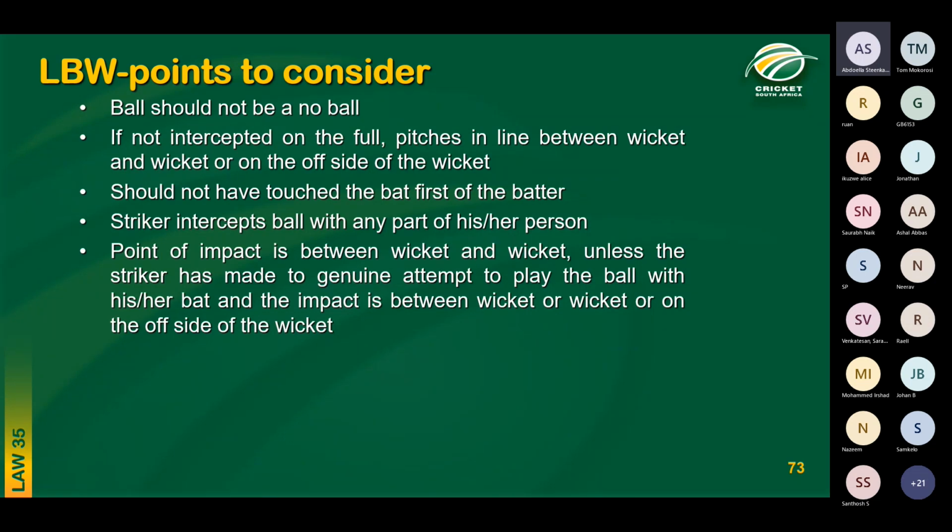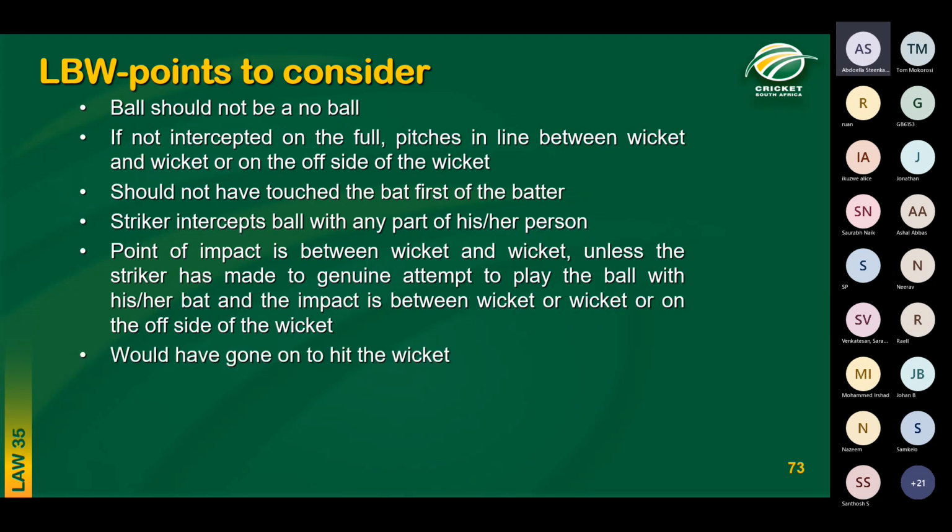So the law is quite clear. The impact needs to be between wicket and wicket. There's only one but, and that but is if the striker did not attempt to play the ball with his or her bat, then you can consider, even if the impact is not between wicket and wicket, if the impact is on the offside or outside the line or outside off, then you can consider the LBW appeal, as long as the striker has not made a genuine attempt to play at the ball. But if there's a genuine attempt to play at the ball, the impact must be between wicket and wicket.